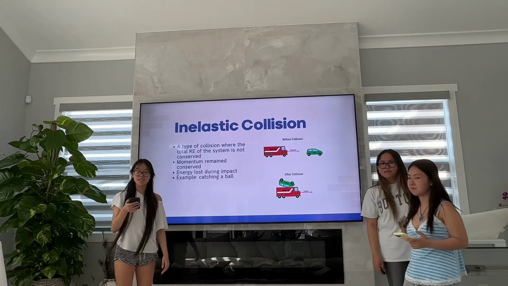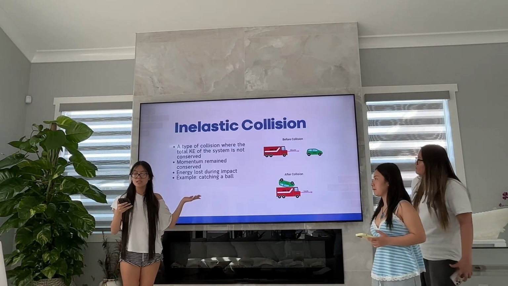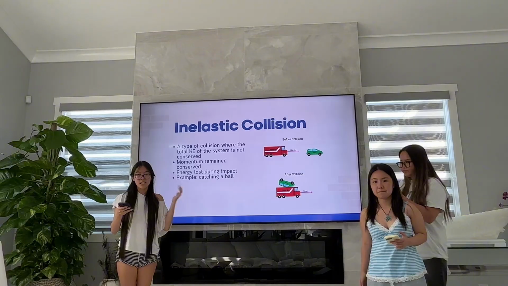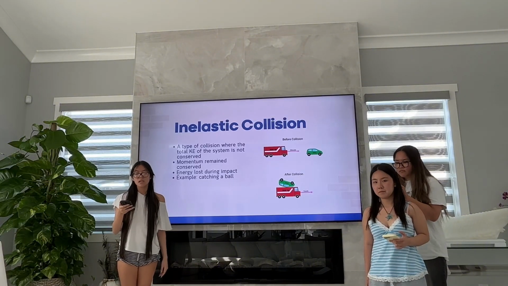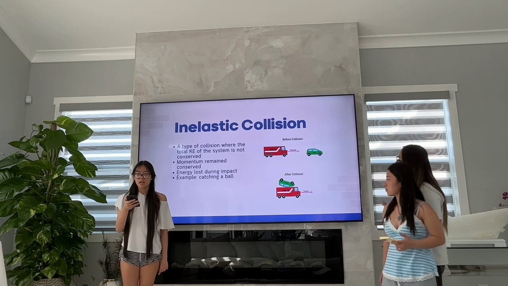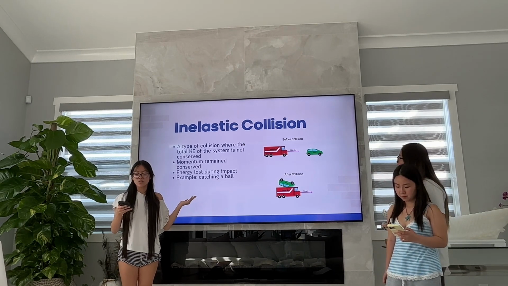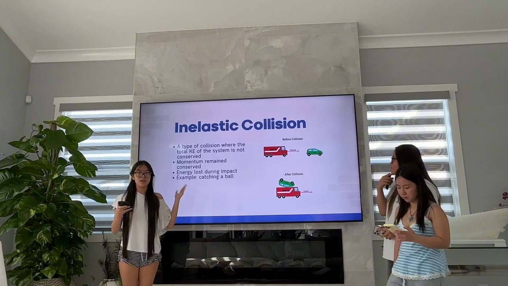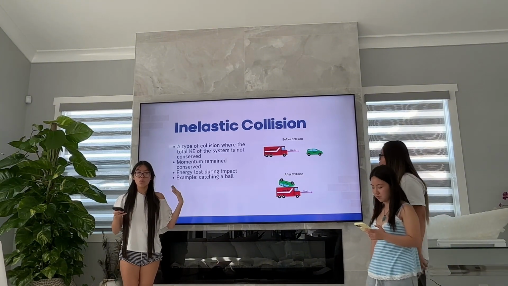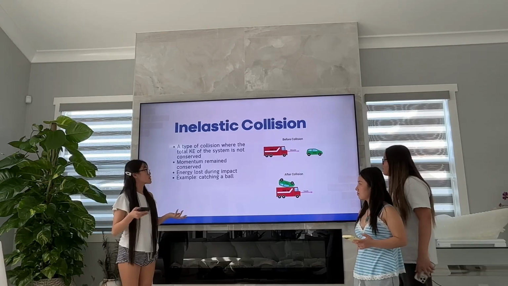Okay, now we have inelastic collision. Momentum is still conserved in this instance, but kinetic energy is lost during the impact. The lost energy can be converted into things like sound or heat. Examples of this could be a car crash where the cars collide and there's damage afterwards, or any sport like baseball where you're catching the baseball with a glove.